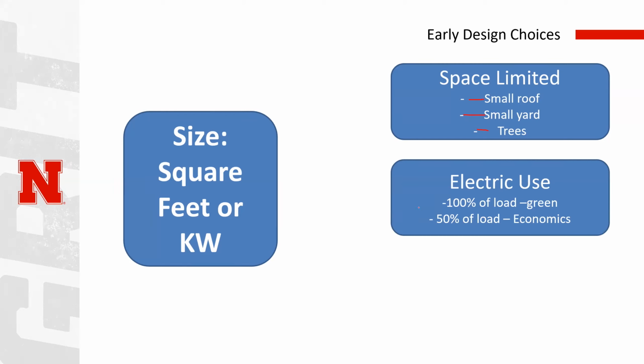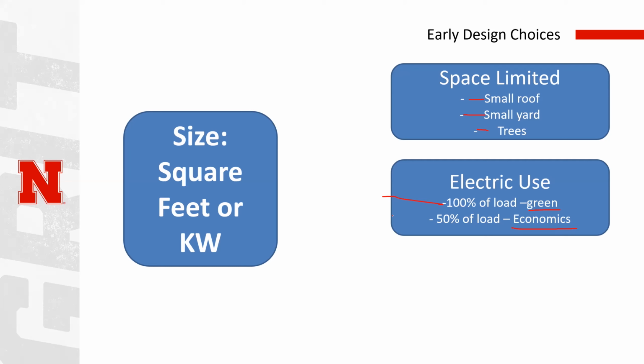Electric use is a way to decide size. You could say, well, I want to produce a certain percentage of my load. If you have very green motivations, you may want to think about 100% of your load on an annual basis. If you're thinking economically, you may be more like 50% of your load on an annual basis, in which case you can design a system to be sized accordingly.